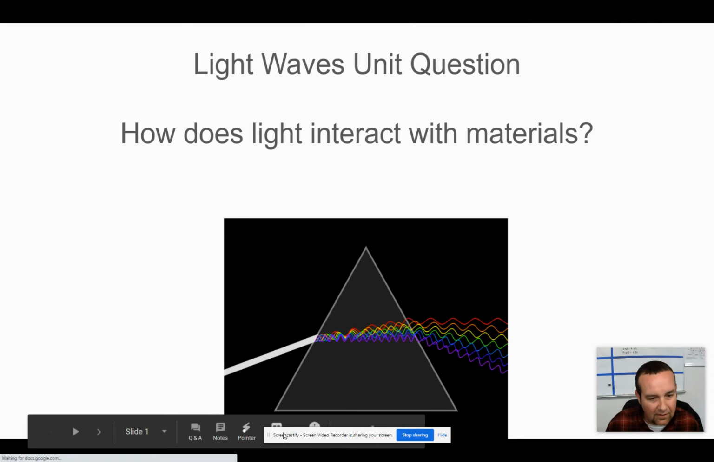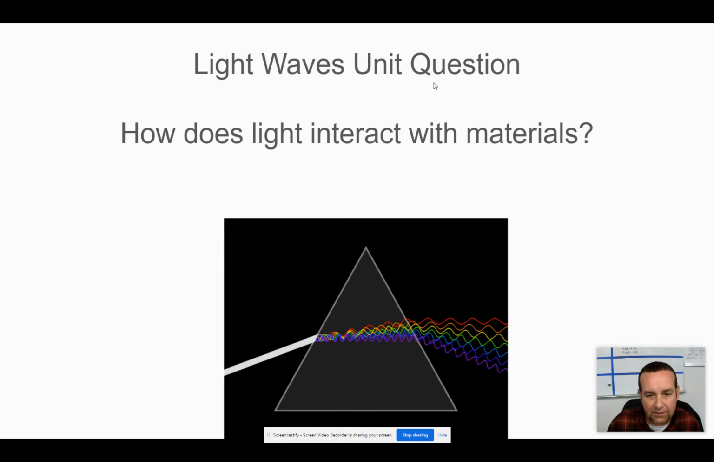Eventually, there we are. So here's our big unit question. This is the question we're going to be answering in the next 4 chapters of study, and that is, how does light interact with materials?